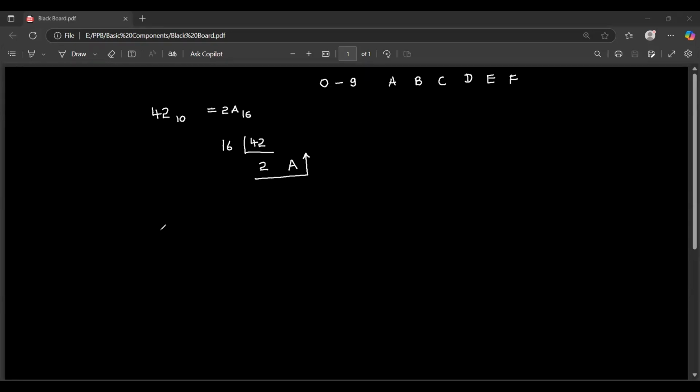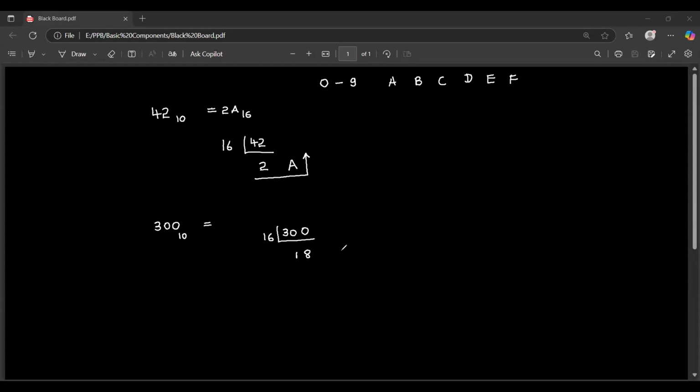Now let's try a bigger number like 300 to the base 10. First of all, let's divide it by 16. If we divide it by 16, what will we get? Well, we have 18, and 300 minus 288 gives a remainder. Let's say 8 times 16 is equal to 128, 140 minus 128 is equal to 12. So the remainder will be 12.